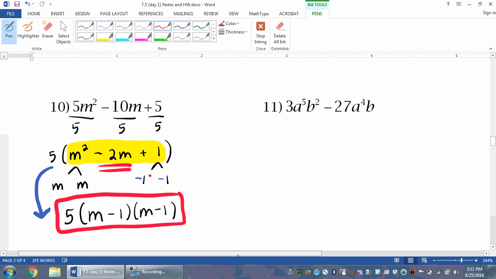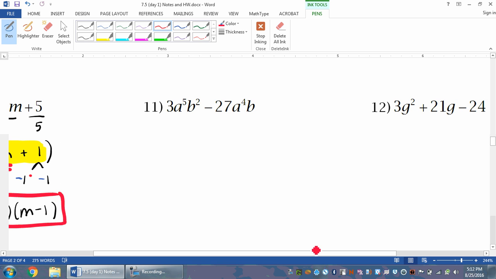All right, number 11. This is a problem that we did in the last video. You should always check for a GCF. Again, let's look between 27 and 3. You should recognize that 3 can go into both of them. We choose the smallest exponent. Remember, a to the 5th, a to the 4th. The smallest exponent is a to the 4th. Lastly, b squared and b to the 1st. Again, the smallest one is b to the 1st. So b. Put that GCF on the outside.